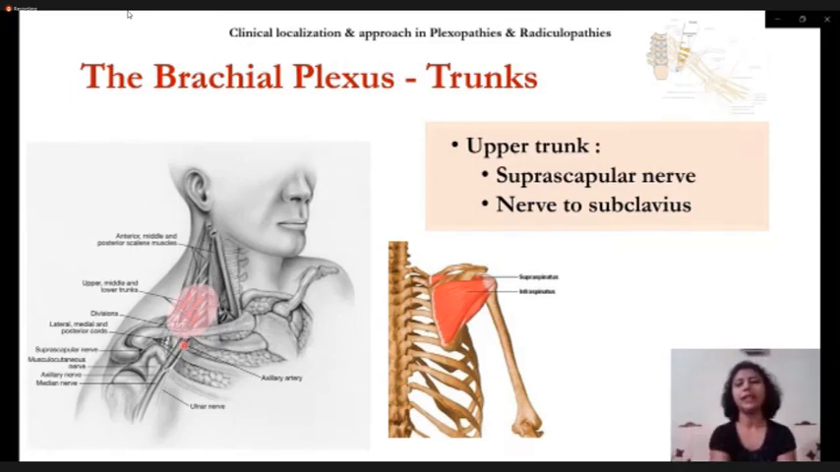There are 2 nerves that arise from the trunks, and both of them arise from the upper trunk. They are the suprascapular nerve and the nerve to subclavius. The lower trunk lies adjacent to the subclavian artery and the apex of the lung, and this anatomical relationship is important when we come to the etiologies.